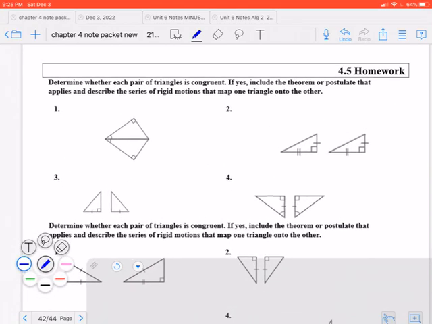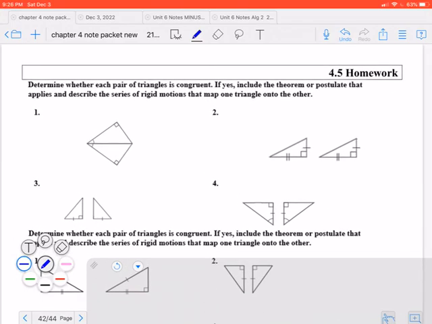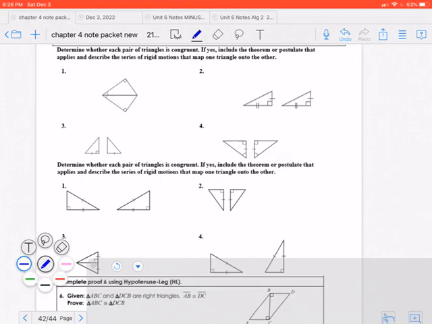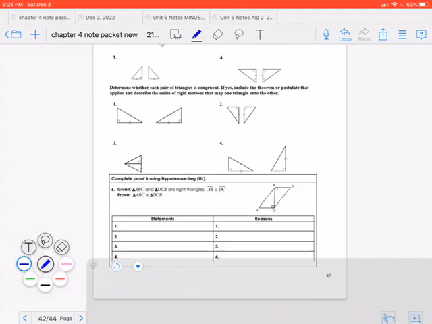And maybe I'll clarify this. Determine whether each pair of triangles is congruent. If yes, include the theorem. So this is more not just HL, it's a review. You're going to have to look at the pictures and decide which of the theorems or postulates you could use, SSS, ASA, which of those is pertinent to the diagram they're giving you. So it looks like there's two sets of those and then one proof for you to do.